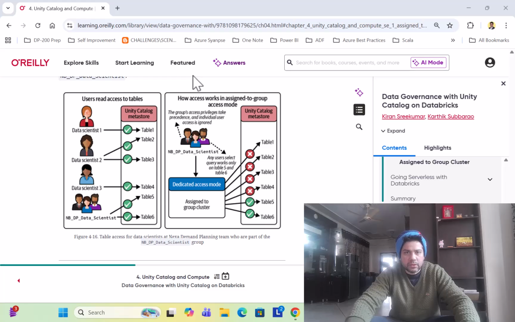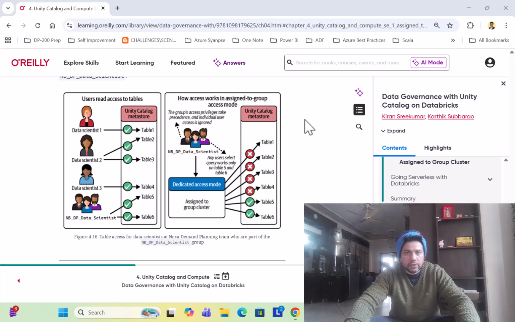As we go through this topic, we are not going to cover all the chapters of this book because that would not be legal and we don't want to do that. But at the same time, let's take a deeper dive into this topic.